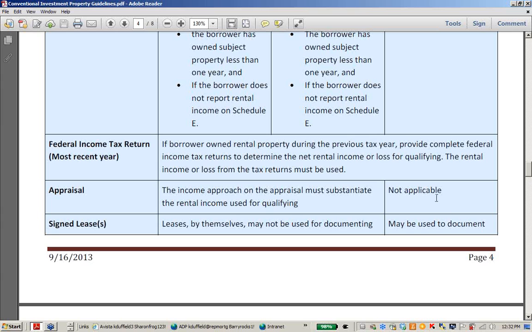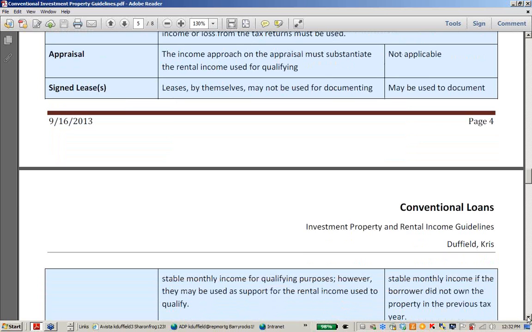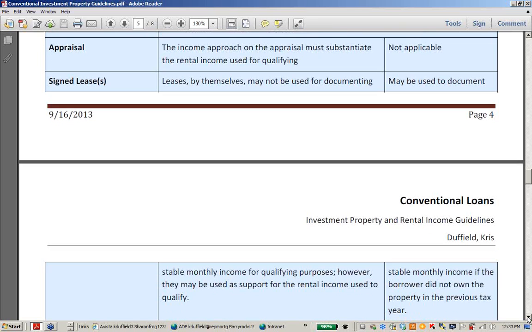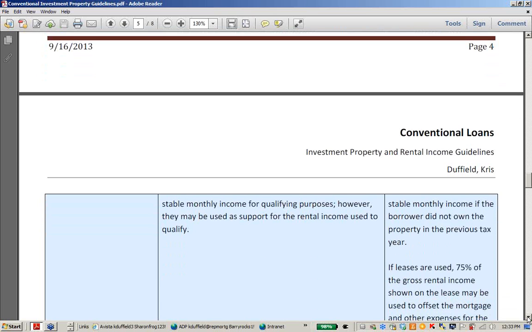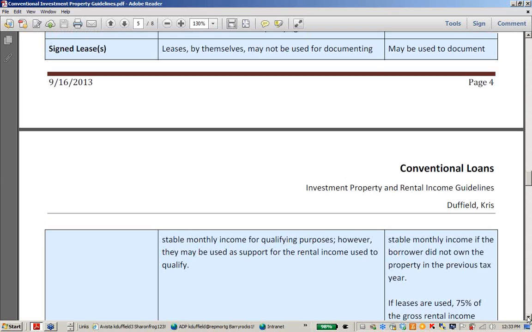Obviously, on the other rental properties, we're not ordering an appraisal, so we're not worried about the income approach. Lease agreements. When they're purchasing an owner-occupied multi-unit or an investment property, leases by themselves may not be used for documenting stable monthly income for qualifying purposes. However, they may be used as support for the rental income used to qualify. So lease agreements are used in conjunction with your other documentation.